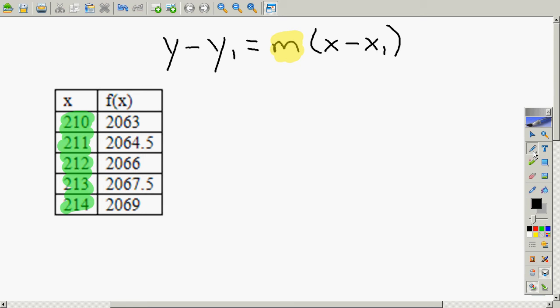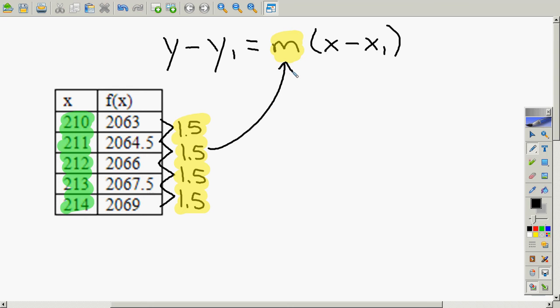So we've done rate of change, we've done the deltas before. You still start this out the exact same way and you do the deltas. So we always do bottom minus top, and when we do that, it looks like every single time we get 1.5. Because the rate of change is constant, we know that this must be linear. So that 1.5 is going to go right up there for the m.